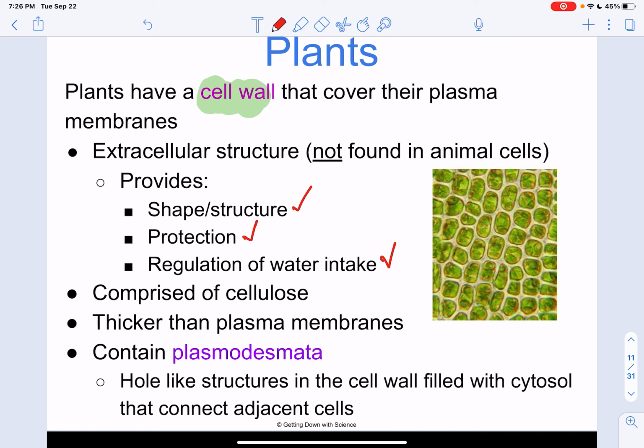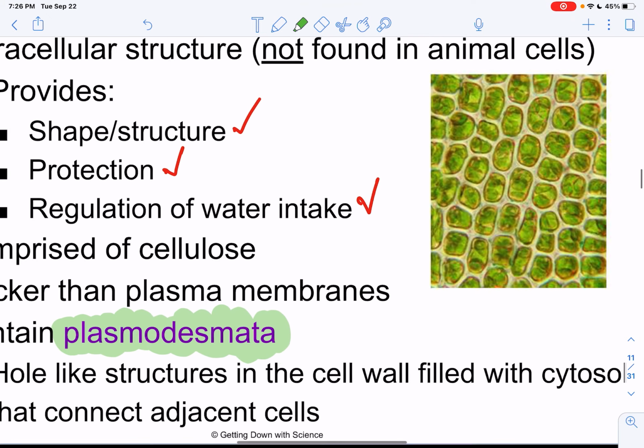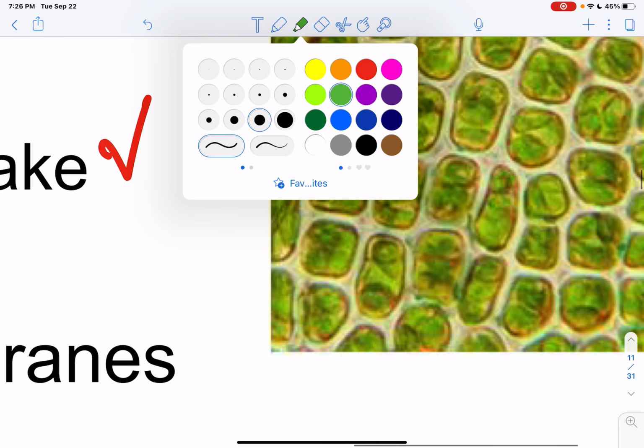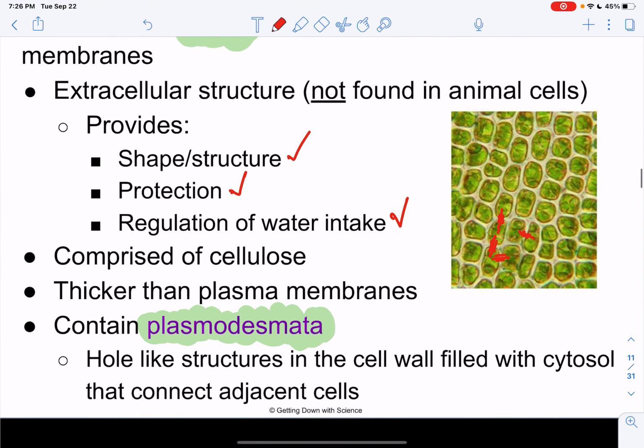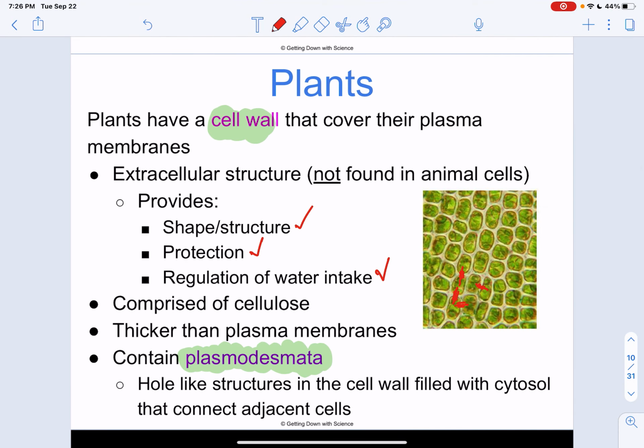They are made up of cellulose, and they are thicker than plasma membranes. And the way that plant cells communicate is through their plasmodesmata. Think of the plasmodesmata as little openings. So let's do this in red. Little openings that allow for communication between cells. Little highways, little doorways that allow for communication and nutrients to flow into plant cells. But again, we'll talk more about this type of communication later in the year.